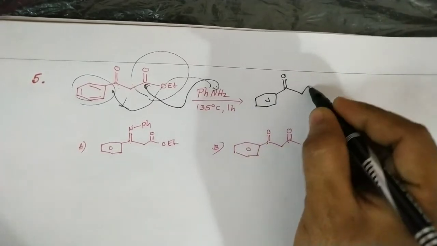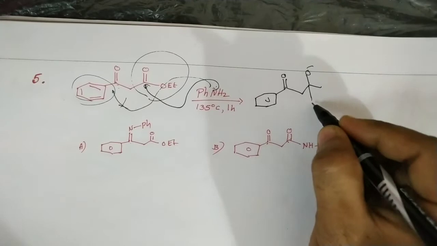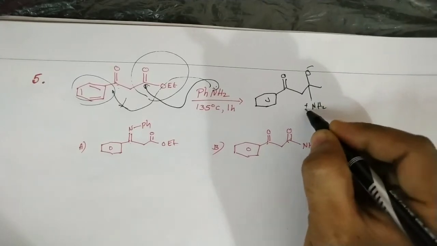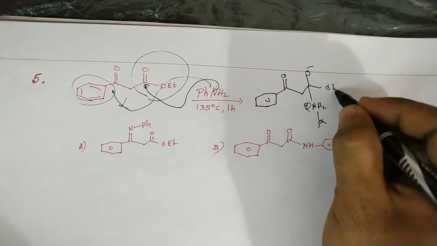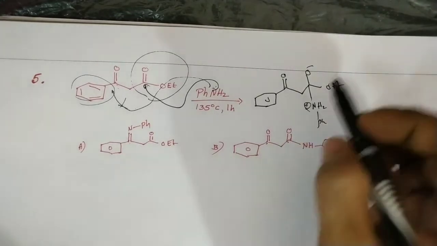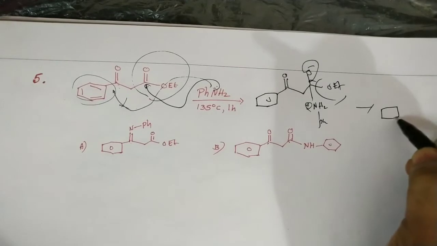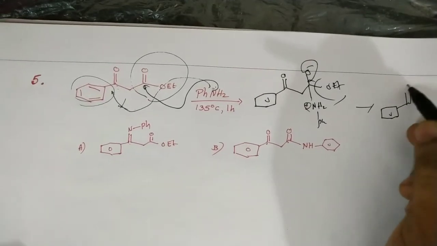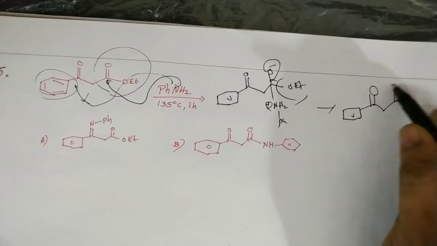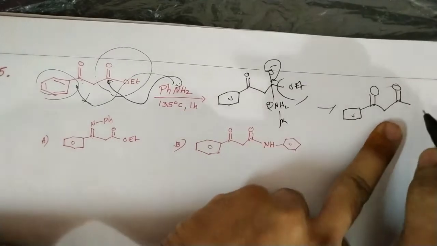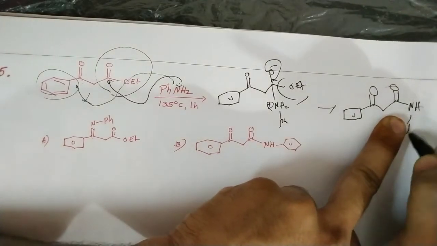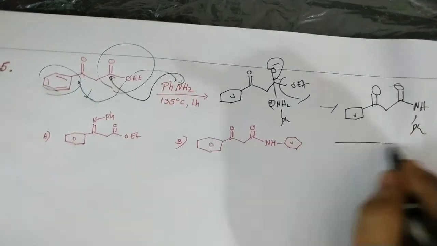we get C double bond O as O minus, NH2 plus and phenyl. Then there is reformation of the pi bond, leaving out the ethoxide ion. That ethoxide ion removes the hydrogen from this NH2 plus. So NH-phenyl formation is nothing but an acyl nucleophilic substitution reaction.